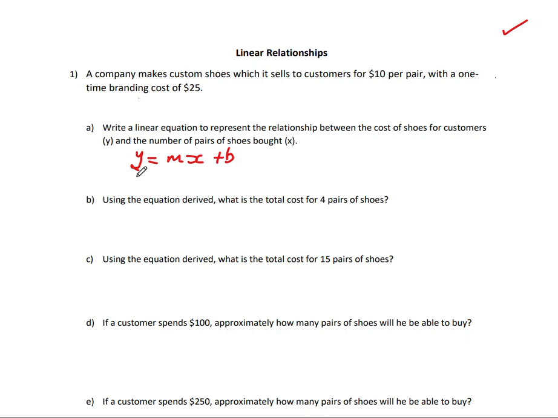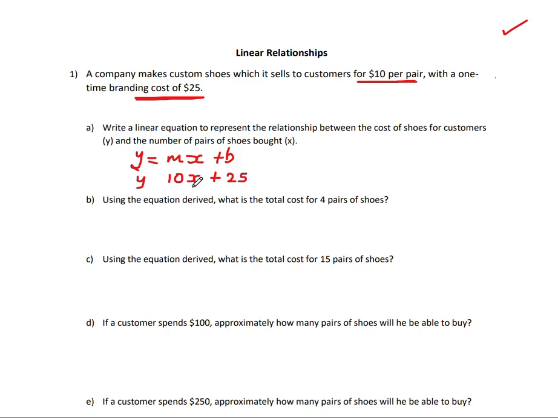So based on the scenario given, we are told that it costs $10 per pair of shoes. That $10 per pair of shoes will be our coefficient of x, which is our slope. So the $10 represents our slope. And the one-time branding cost of $25 represents the constant value or our constant y-intercept, which is b. So that's plus 25.